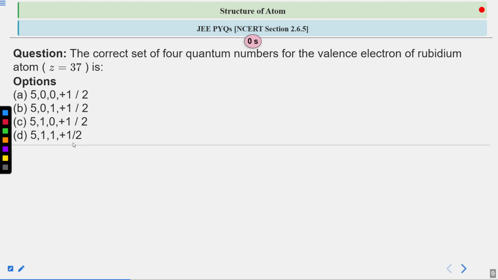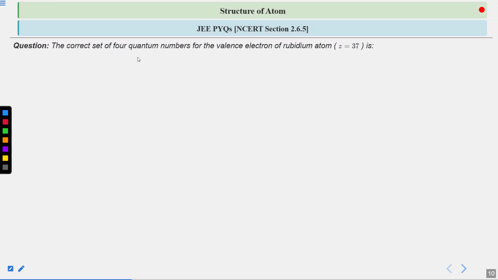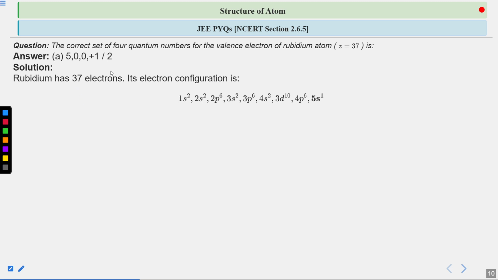Okay, let's see. For this given question, the correct answer is option A, that is, the 4 quantum number values are 5, 0, 0, plus half. Rubidium has 37 electrons because its atomic number is 37. So its electronic configuration is 1s2, 2s2, 2p6, 3s2, 3p6, 4s2, 3d10, 4p6, 5s1. If you see the last orbital, we have 5s1. That means 1 electron.